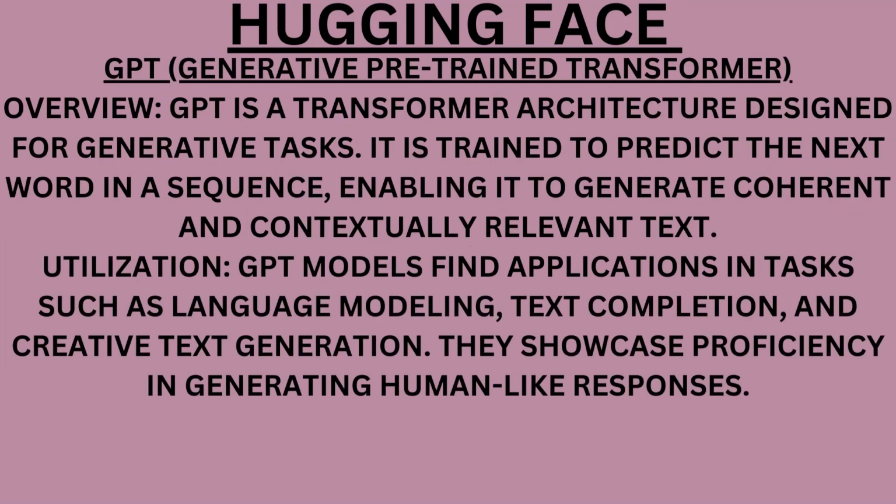GPT, Generative Pre-trained Transformer. Overview. GPT is a transformer architecture designed for generative tasks. It is trained to predict the next word in a sequence, enabling it to generate coherent and contextually relevant text. Utilization. GPT models find applications in tasks such as language modeling, text completion, and creative text generation. They showcase proficiency in generating human-like responses.